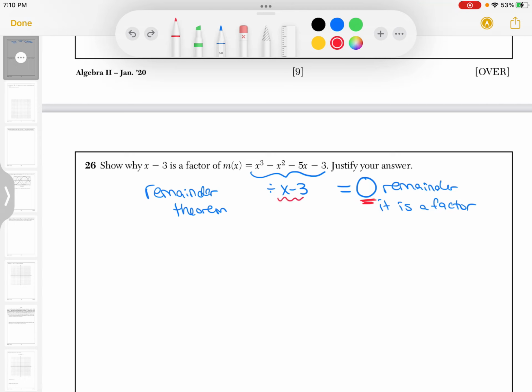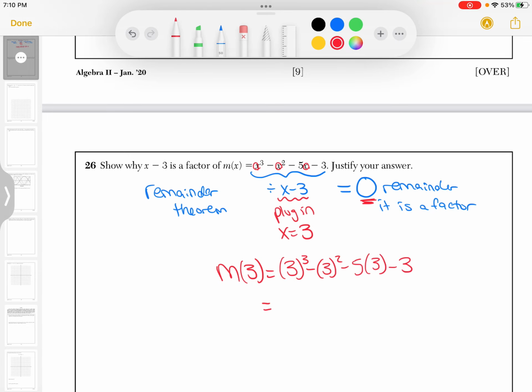Now the remainder theorem tells me that if I'm dividing by this, I have to plug in x equals positive 3. If I was dividing by x plus 3, I would have plugged in a negative 3. It's just the opposite sign. So I have to plug in 3 to m of x. So I'm going to do m of 3 equals. Now everywhere I see an x, I'm going to plug in a 3. So this is 3 to the third minus 3 squared minus 5 times 3 minus 3.